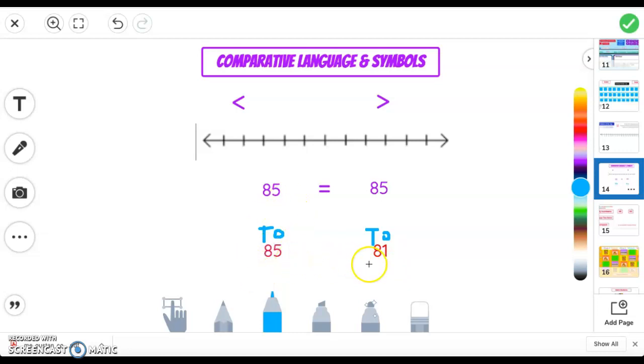So when we are comparing numbers, we first look at the digit that has the greatest value. In this case, it would be the 8. But both of the digits are 8 in the tens place. So then I have to move to the next digit, in the ones place. This digit here is a 5, and this one here is a 1. Well, I know that 5 ones is more than just one 1. So that means that this number here, 85, is greater than 81.